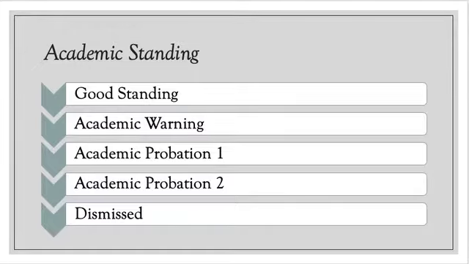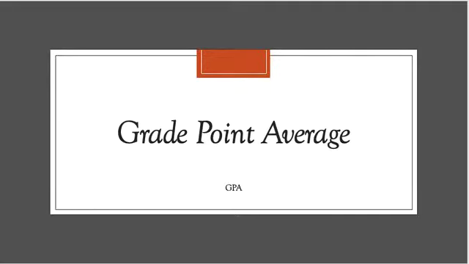Grade point average: we take the grades that you earned in classes and we convert them to points. We add up all your points and divide by the number of credits.